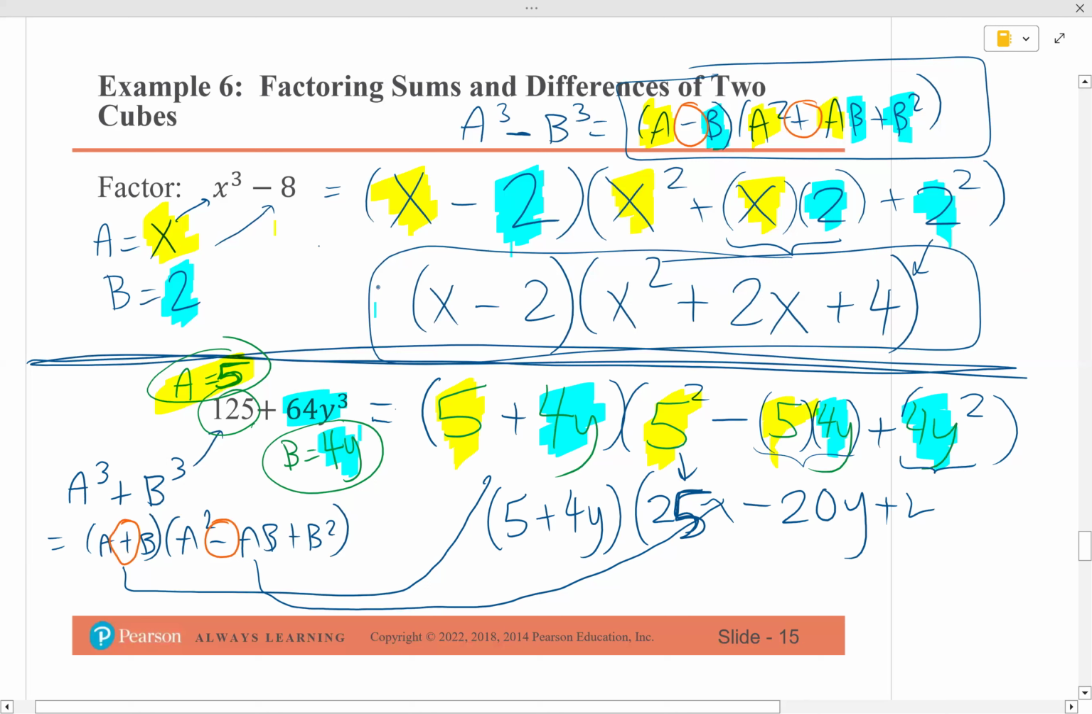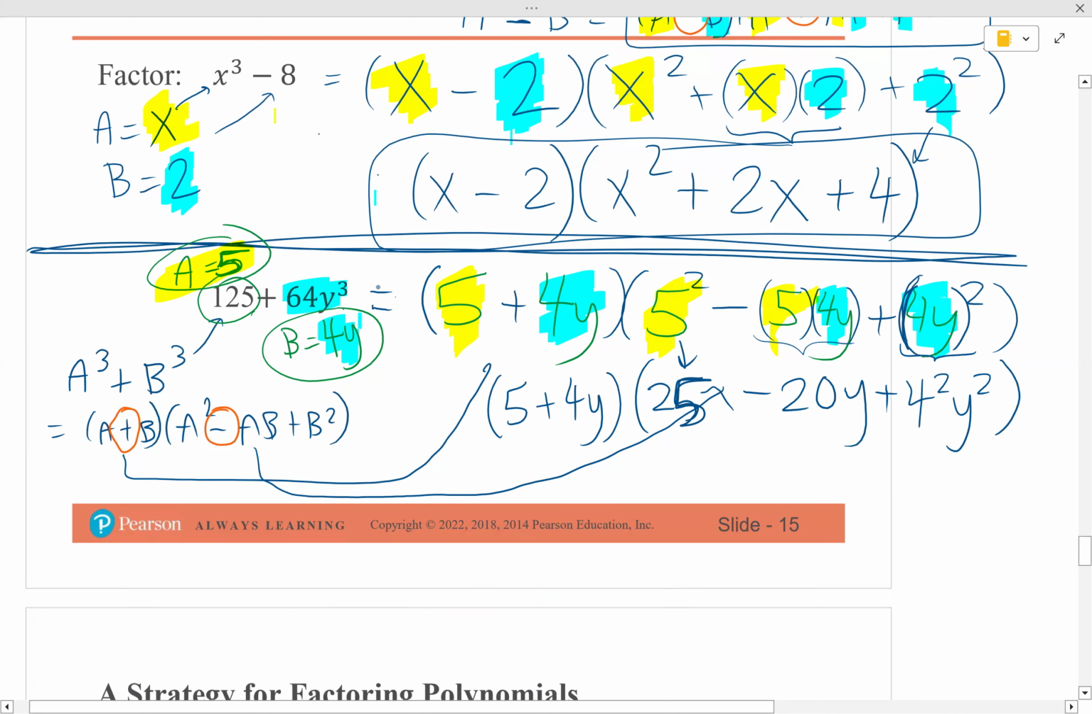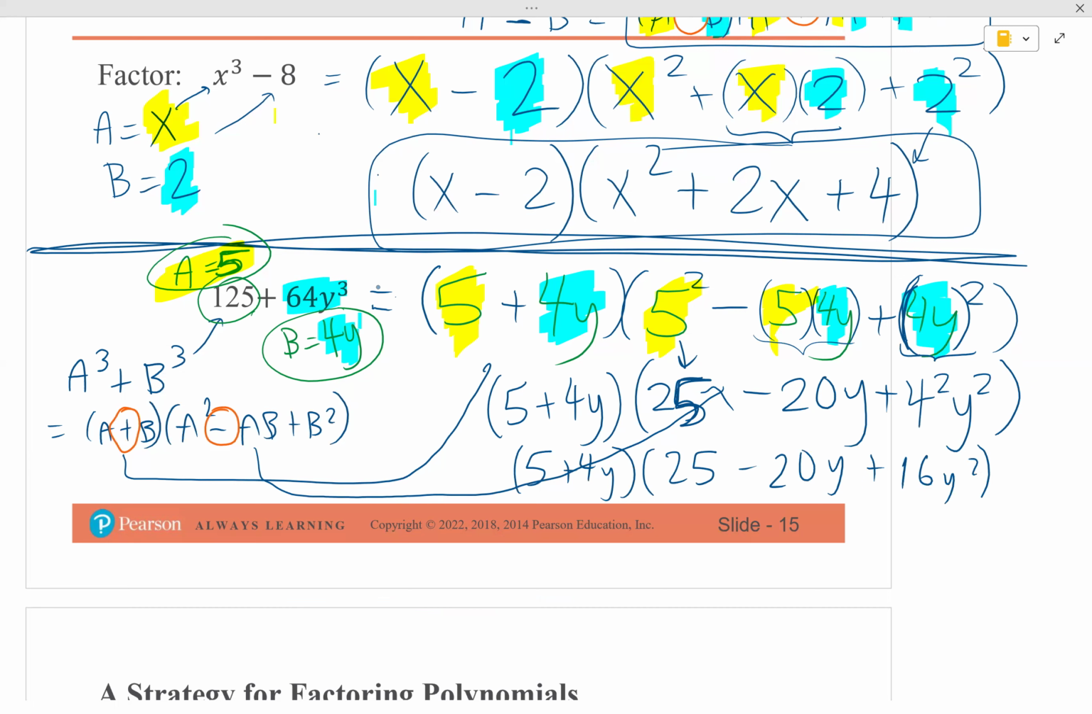Oh, sorry, whoops. I should have put this in parentheses. Whew. Because you're not just squaring the y, you're squaring the entirety of 4y squared. So it's really 4 squared y squared. Not that I had to write all that, but you know, 5 plus 4y times 25 minus 20y plus 4 squared is 16y squared. That was a close one. So keep that in mind. You're not just squaring the variable. If there's a variable attached to a number, you have to square that number as well.